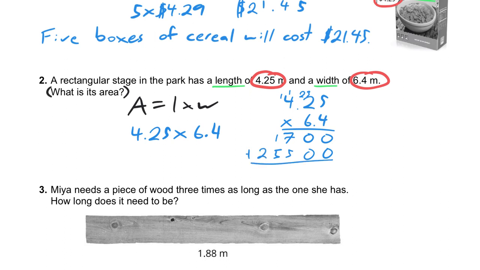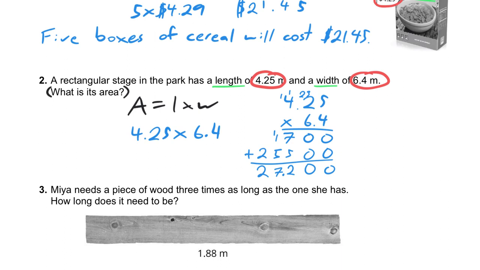Now we add this all up. We've got 0 here, 12 here, 5, 6, 7. And a 2 there. Now we just count how many numbers are behind the decimal, to the right of the decimal. We've got 1, 2, 3. That means we should have 3 decimals in the answer as well. There we go. So the final area is going to be 27.2 meters squared.